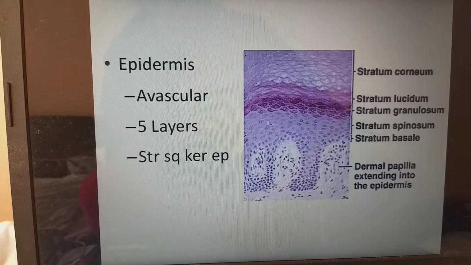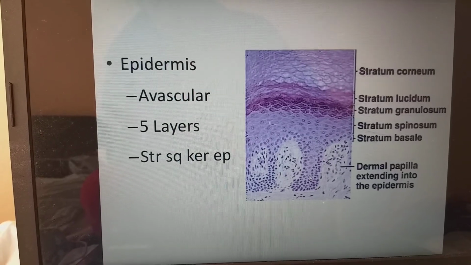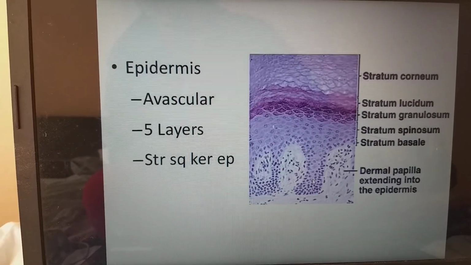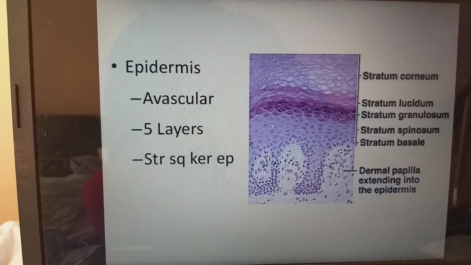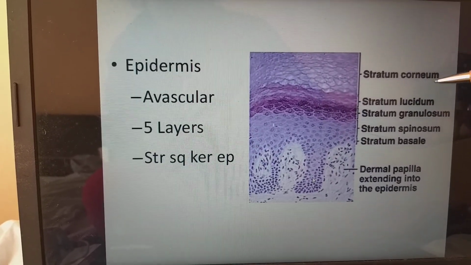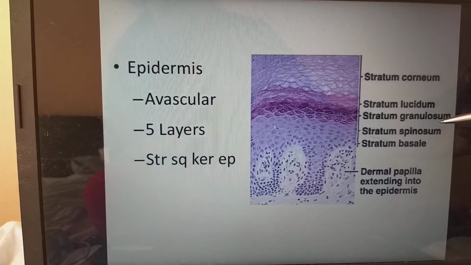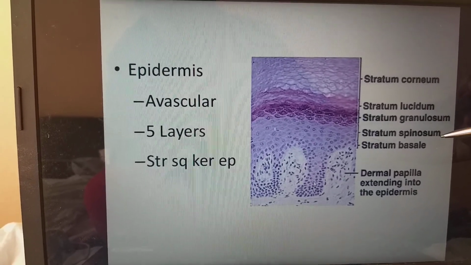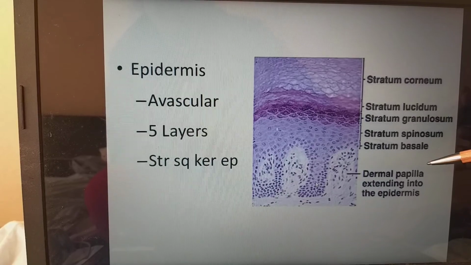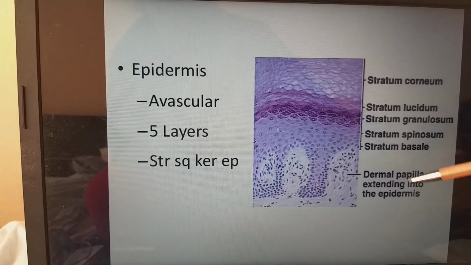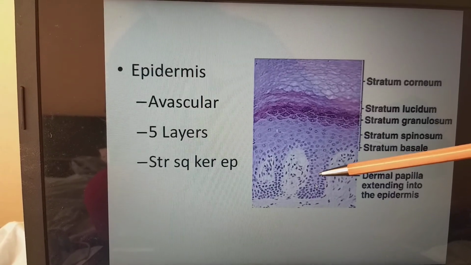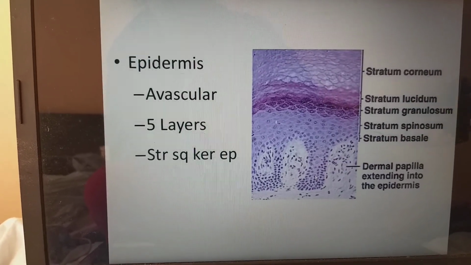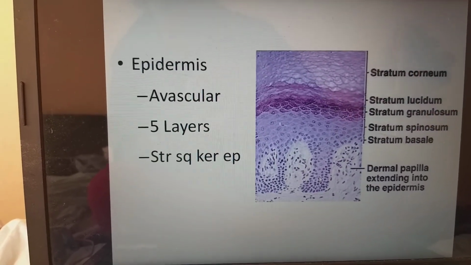And the epidermis is avascular. Avascular means there is no blood supply to the epidermis. We have 5 layers: stratum corneum, stratum lucidum, stratum granulosum, stratum spinosum, stratum basale, with the dermal papilla extending into the epidermis. The dermal papilla fits like peg and socket. So these are the 5 layers of the epidermis.